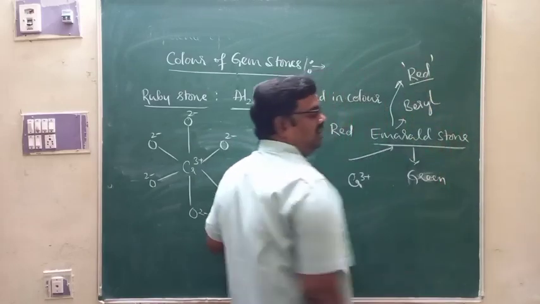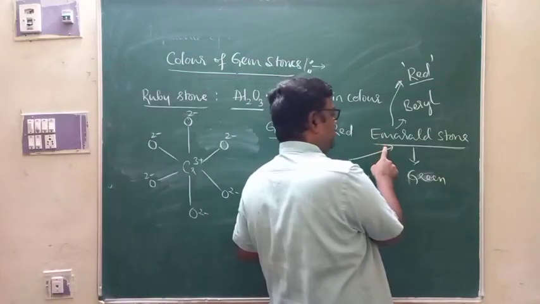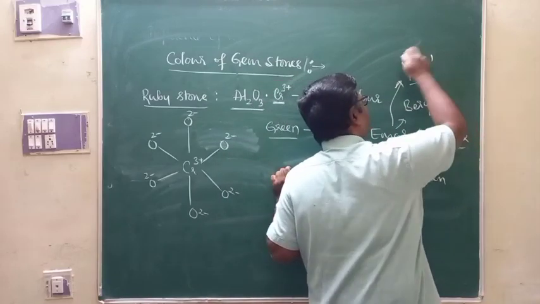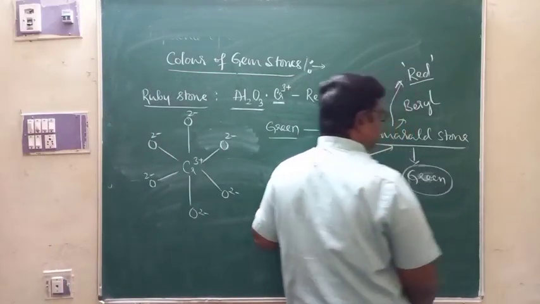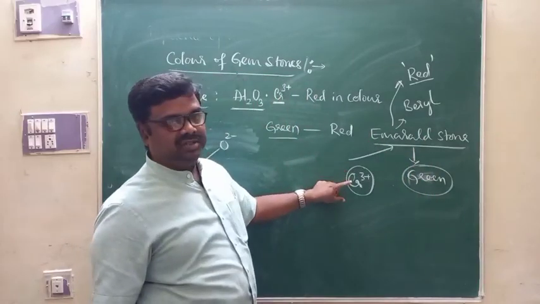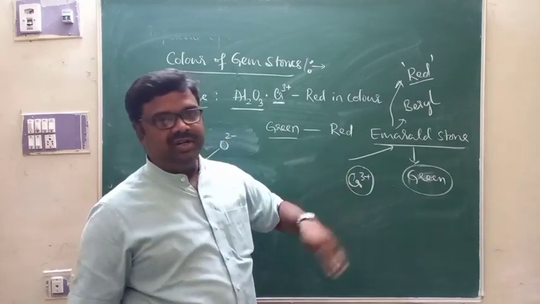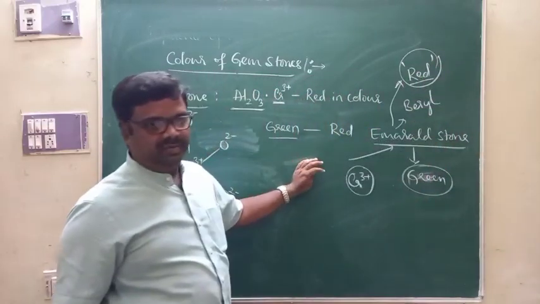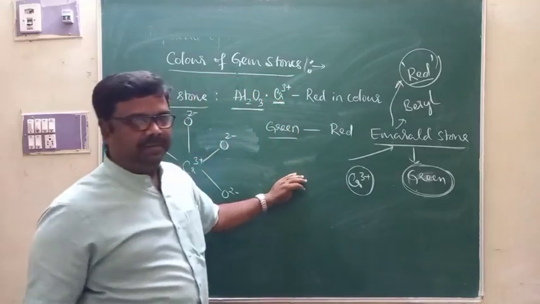In the case of emerald, the radiation from the red region of VIBGYOR will be absorbed. In the case of emerald stone containing Cr3+ ions, it absorbs radiation from the red region of VIBGYOR and transmits the radiation corresponding to the green color. That's why the color of the emerald stone is green. Once again, Cr3+ ions are characterized by unpaired electrons. The unpaired electrons present in Cr3+ ions undergo d-d transition by absorbing radiation in the red region of VIBGYOR and transmit the radiation in the green region. Therefore, the color of emerald stone is green.